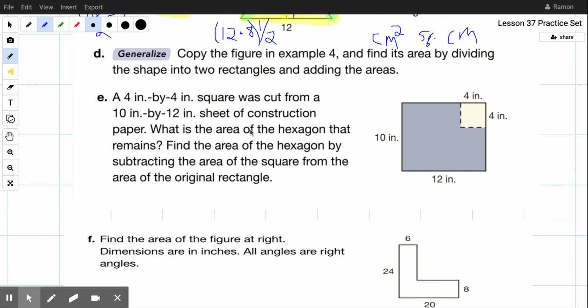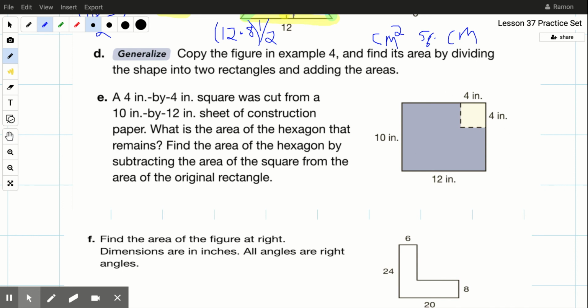So we move up to E. A 4 by 4 inch square given to us here was cut from a 10 by 12 sheet of construction paper. What is the area of the hexagon that's left? So the way we can do this is to find the area of the hexagon by subtracting the area of the square that we cut out from the area of the original rectangle.